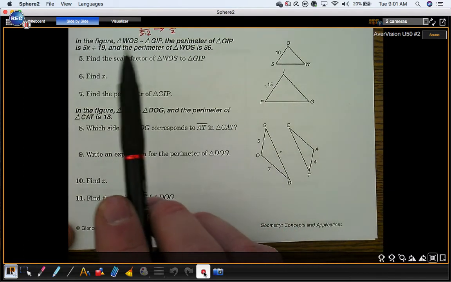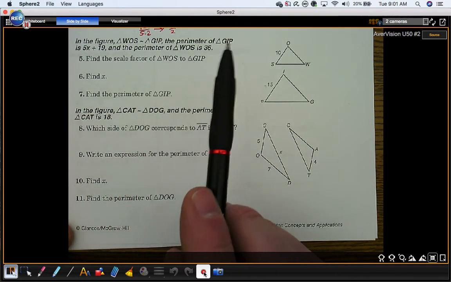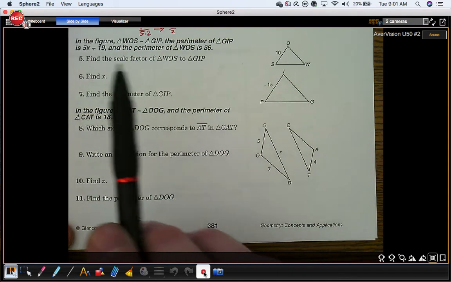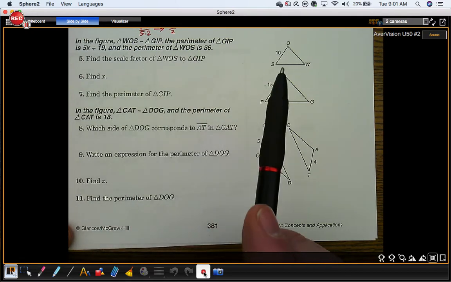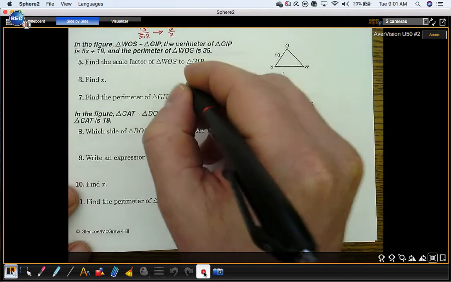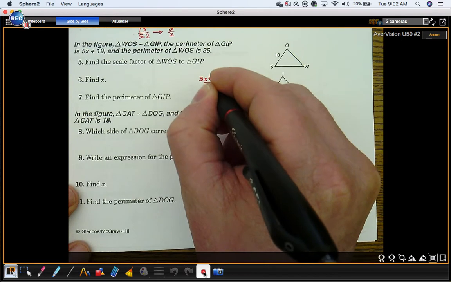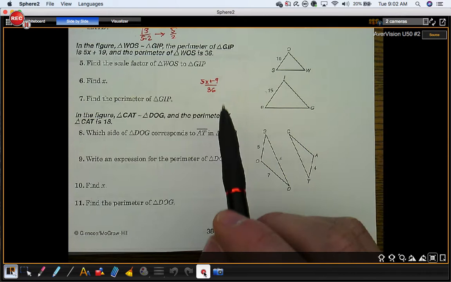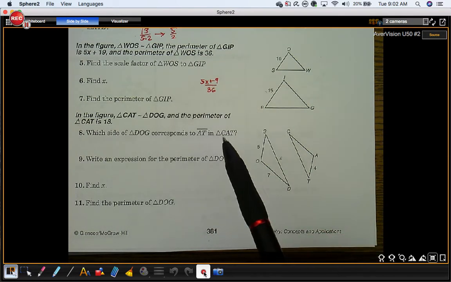Numbers 5 through 7, these two triangles are similar. The perimeter of triangle GIP, that's this one, is 5x plus 19. The perimeter of triangle WOS is 36. So 5x plus 19 to 36. That's the ratio of your perimeters. If you were able to do something with that, that would be your scale factor, obviously.